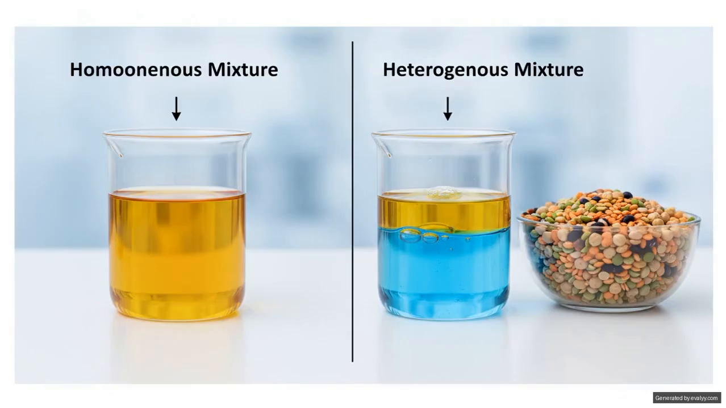Mixtures can be classified into two main types: homogeneous mixtures and heterogeneous mixtures. A homogeneous mixture has components that are evenly distributed and cannot be seen separately, giving it a uniform appearance. Examples of homogeneous mixtures include salt solution, honey, and cola, where everything looks the same throughout.